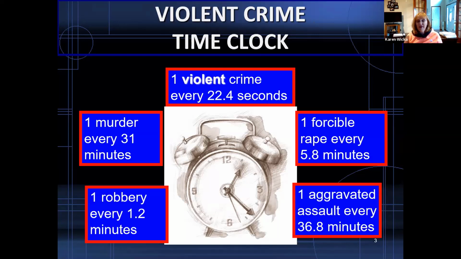So there's a violent crime every 22.4 seconds. There's a murder every 31 minutes. There's a forcible rape every 5.8 minutes. There's a robbery every 1.2 minutes. And there's an aggravated assault every 36.8 minutes. So you can kind of see the frequency based on the number of these that are committed each year.